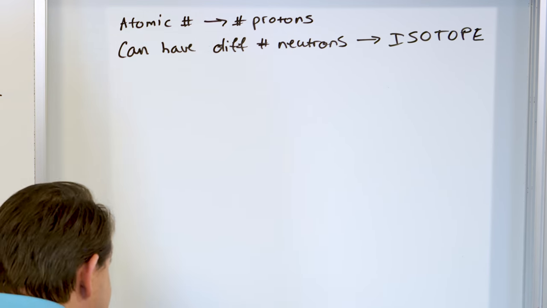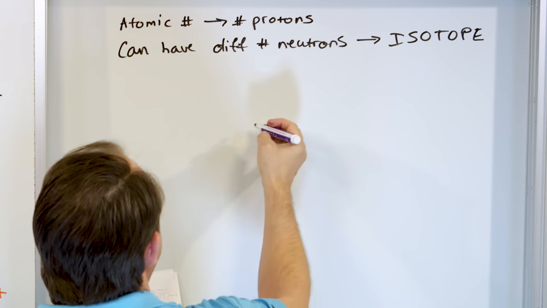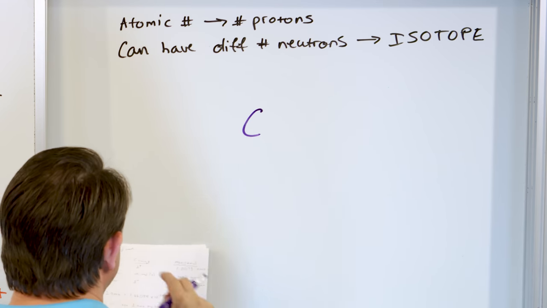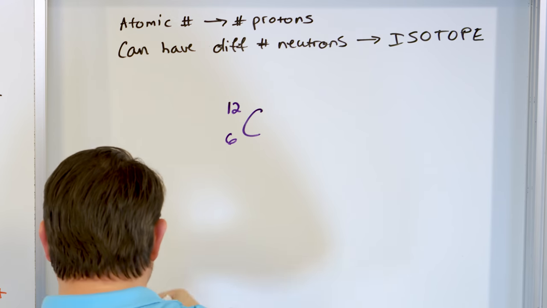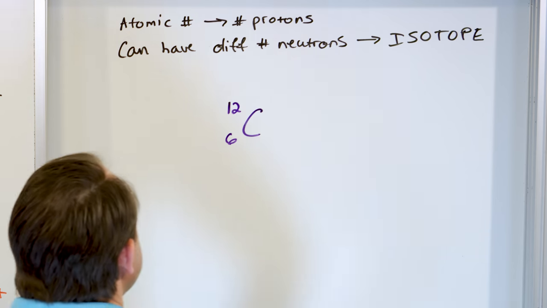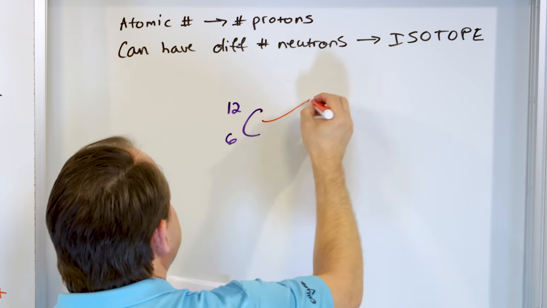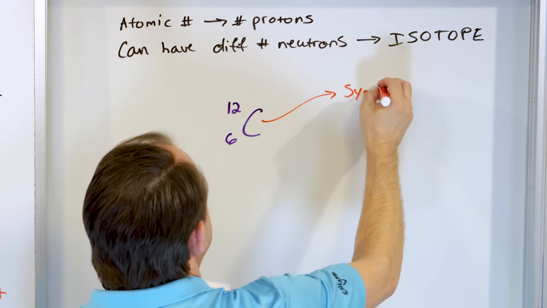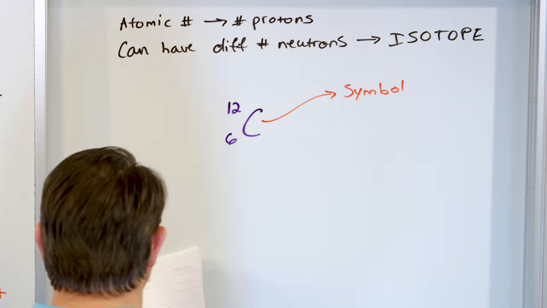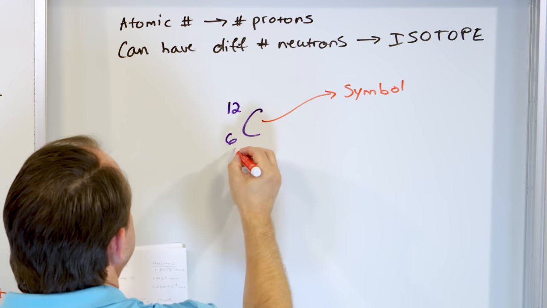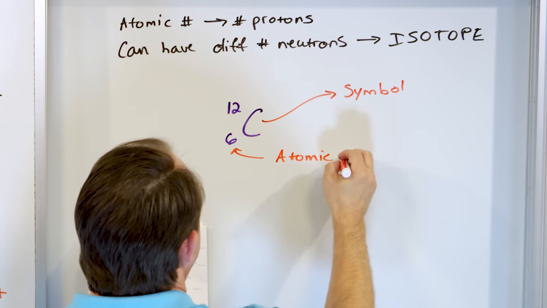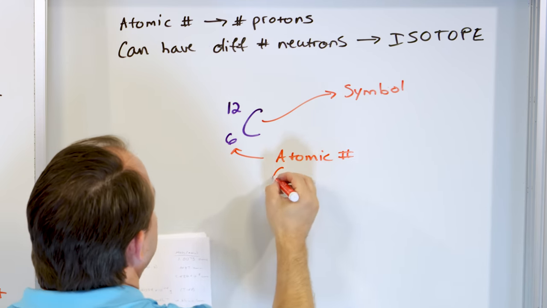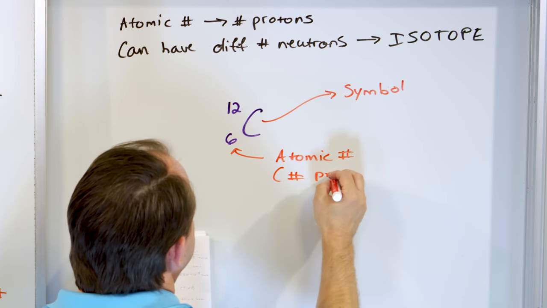So the way we write this down is, let's talk about the element carbon, and the way you would see it written down is with a 12 on the top, let's say, and a 6 on the bottom, all right? Now, the letter C is the symbol, which means carbon, obviously. And then this number down here, this is the atomic number. And what is the atomic number? That's just the number of protons.